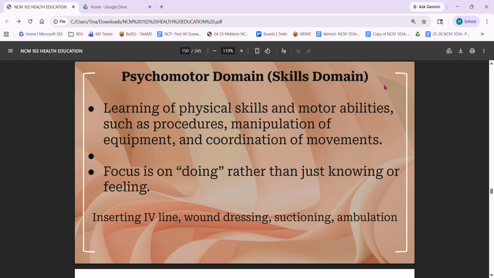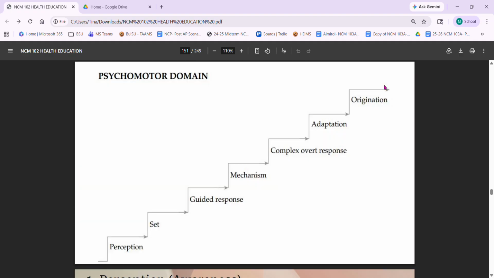Alright, now let's go to your psychomotor domain or the skill domain. So, learning of physical skill and motor abilities such as procedure, manipulation of equipment, and coordination of movement. So, it is focused more on the doing rather than the knowing or feeling part. Okay, ito na yung skills. Inserting IV line, wound dressing, suctioning, assisting ambulation. So, dito, mas makikita ninyo, mas broad. You have 7. Perception, set, guided response, mechanism, complex overt response, adaptation, and origination. So, we'll go to them one by one.